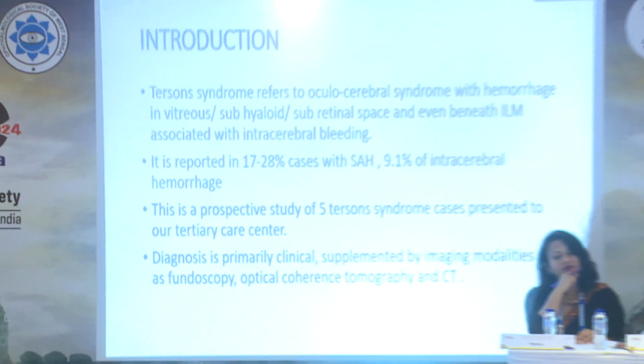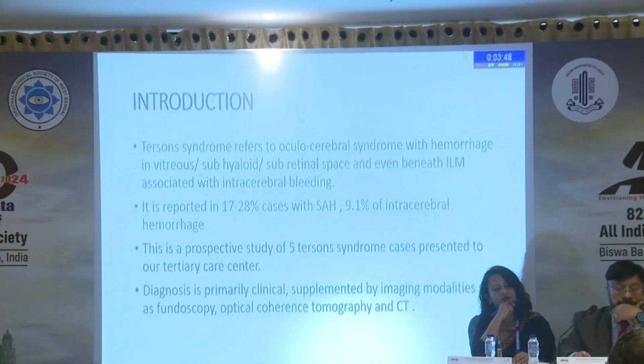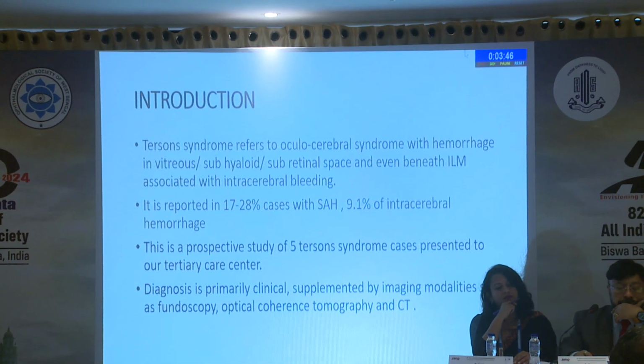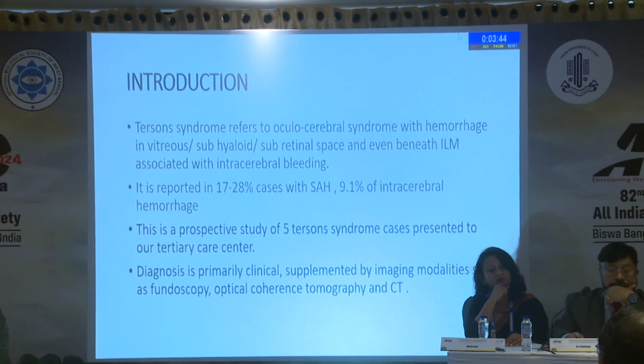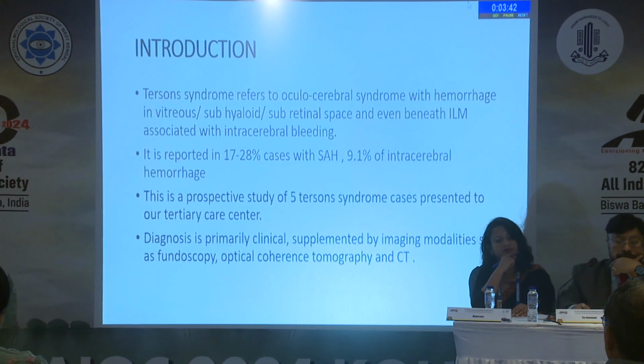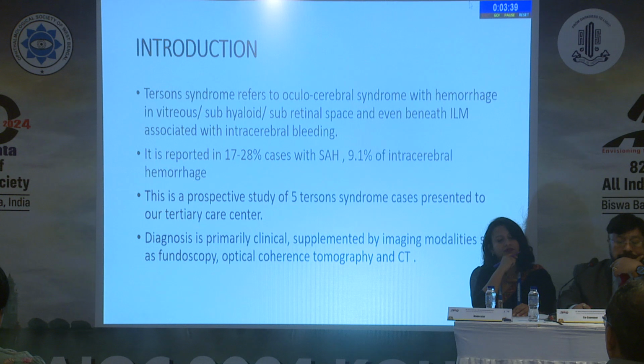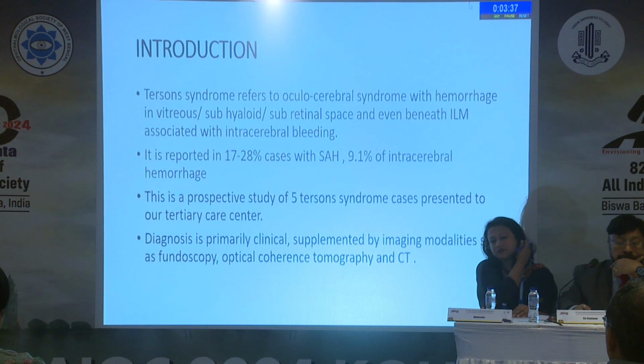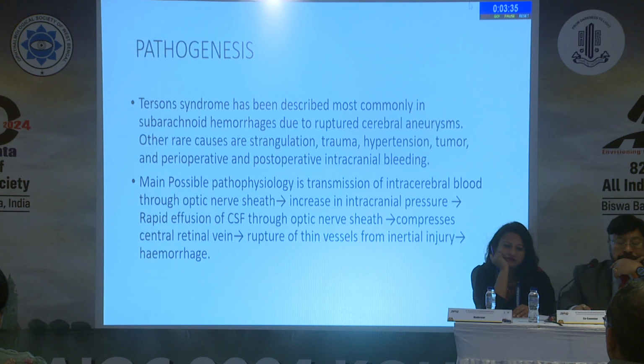Good morning, everyone. My topic is Terson syndrome, a comprehensive review and clinical analysis. Terson syndrome refers to oculocerebral syndrome with hemorrhage in the vitreous, subhyaloid, or subretinal space, even beneath the ILM, associated with intracerebral bleeding. It is reported in 17 to 28% of cases of SAH and 9.1% of cases of intracerebral hemorrhage. It is a prospective study of 5 cases presenting to our tertiary center. Diagnosis is primarily clinical, with fundus imaging, OCT and CT.